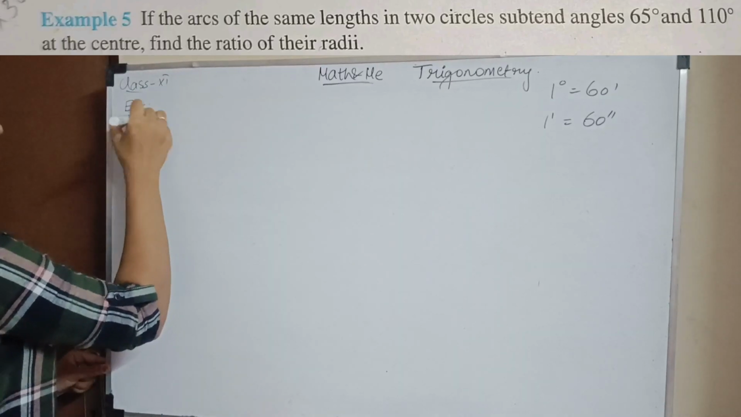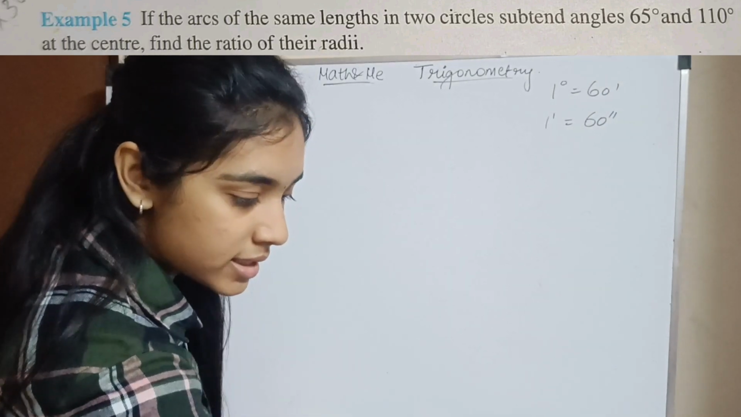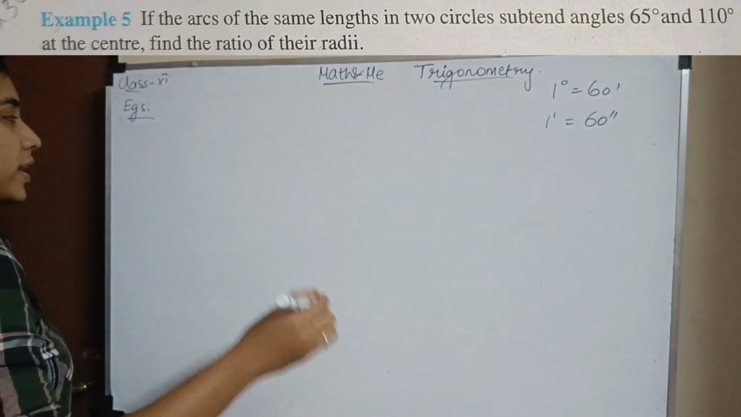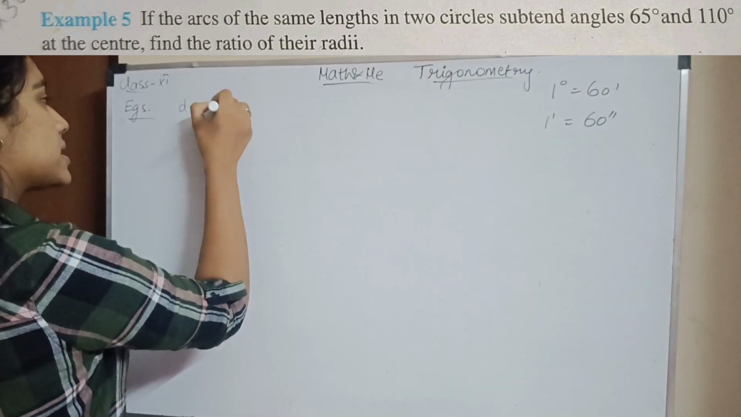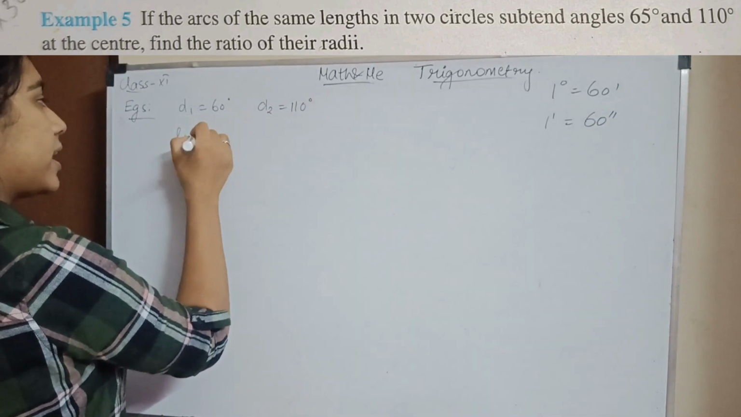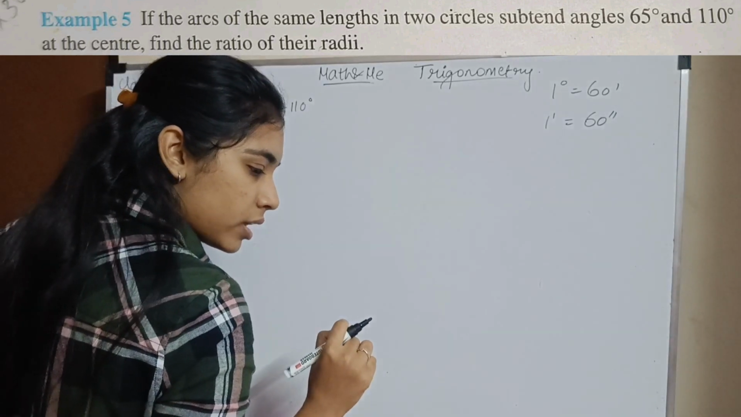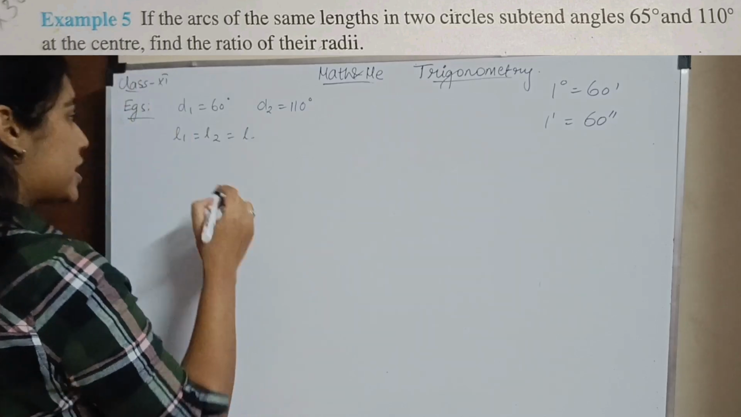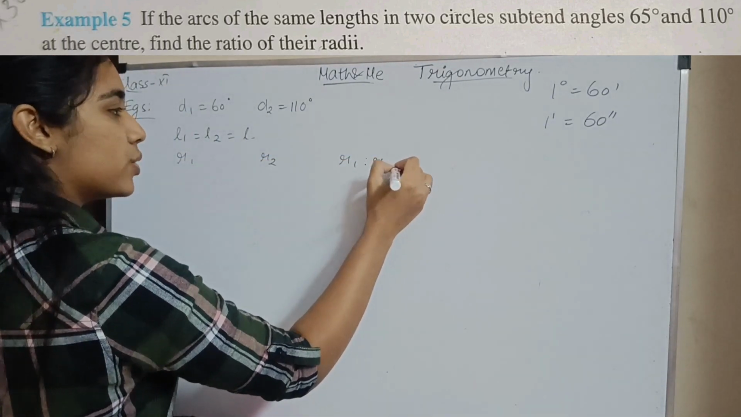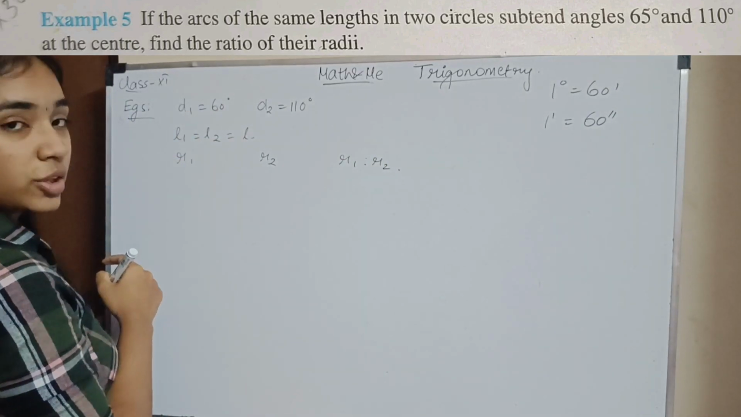Example 5. If the arcs of same length in two circles subtend angles 65 and 110 degrees, find the ratio of their radii. Two angles are given. So D1 is 65 degrees and D2 is 110 degrees. It is given that L1 equals L2 equals L. For both, the length of the arc is the same. Find the ratio of their radii, R1 to R2. This is given in degrees, so I need to convert it into radians.